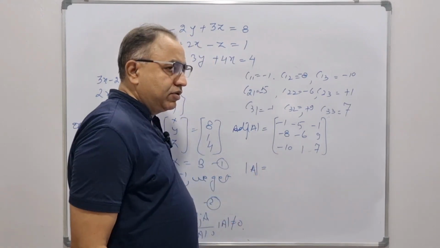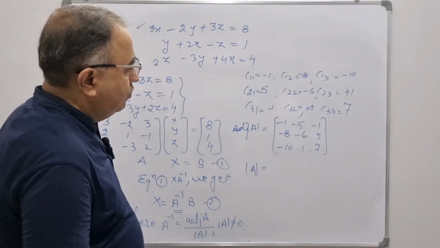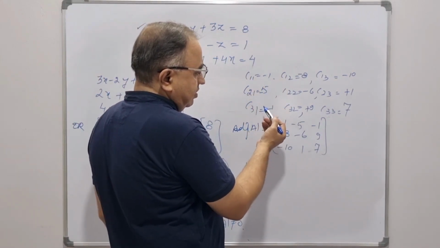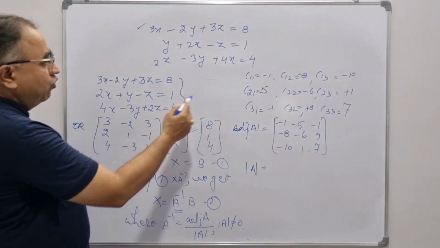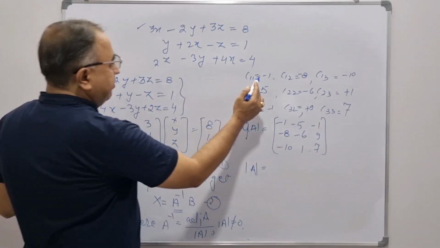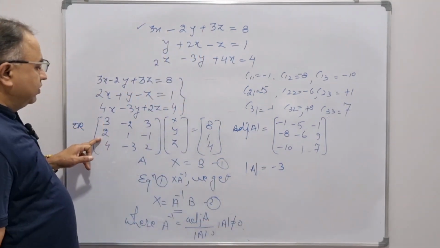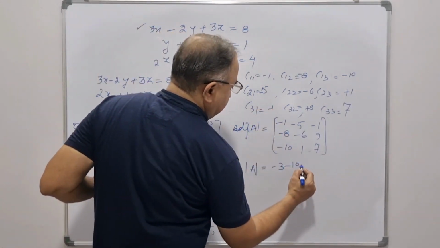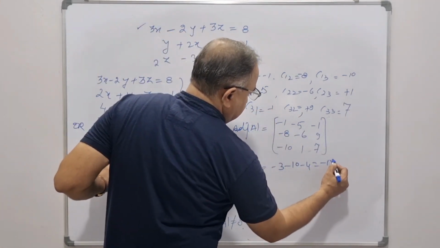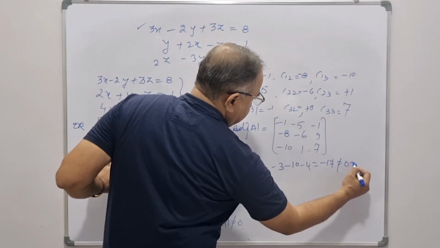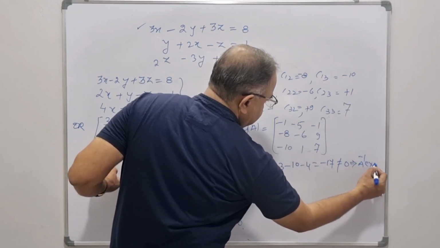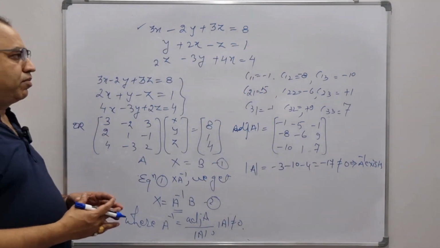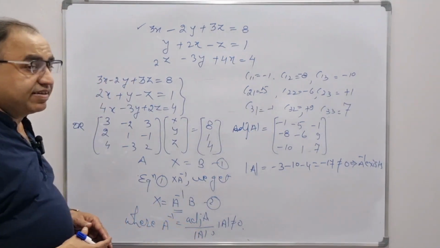So to find determinant A, what will you do? You multiply the first row, or any column. Suppose you are expanding it along the first column. So multiply first column entries with the corresponding cofactors and add them. So 3 multiplied by minus 1, it's minus 3. Then 2 multiplied by minus 5, it's minus 10. Plus 4 multiplied by minus 1 is minus 4. So it's minus 17. Determinant A is not equal to 0 implies that A inverse exists. You can check it along any other row or column also. You will get this minus 17.